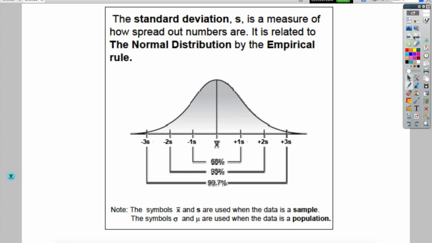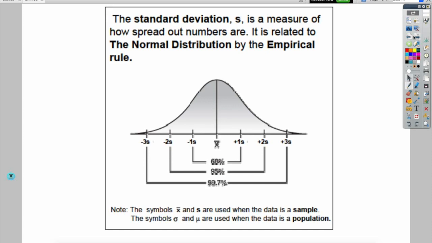Now, the standard deviation, represented by sigma, has a different symbol when you get a little higher up in math. It's the measure of how spread out your numbers are. Okay? How spread out your numbers are. It's related to the normal distribution by the empirical rule. And what you see here, you would definitely want to know.